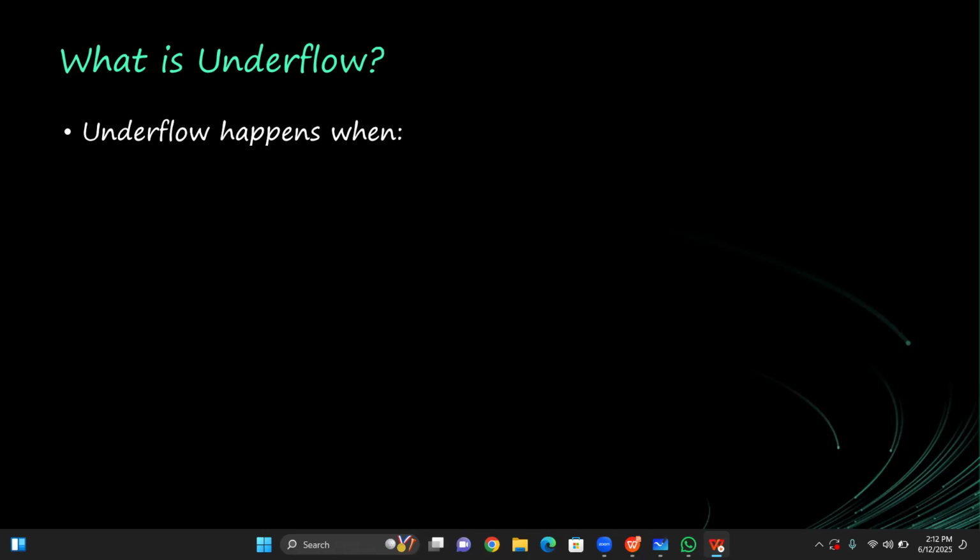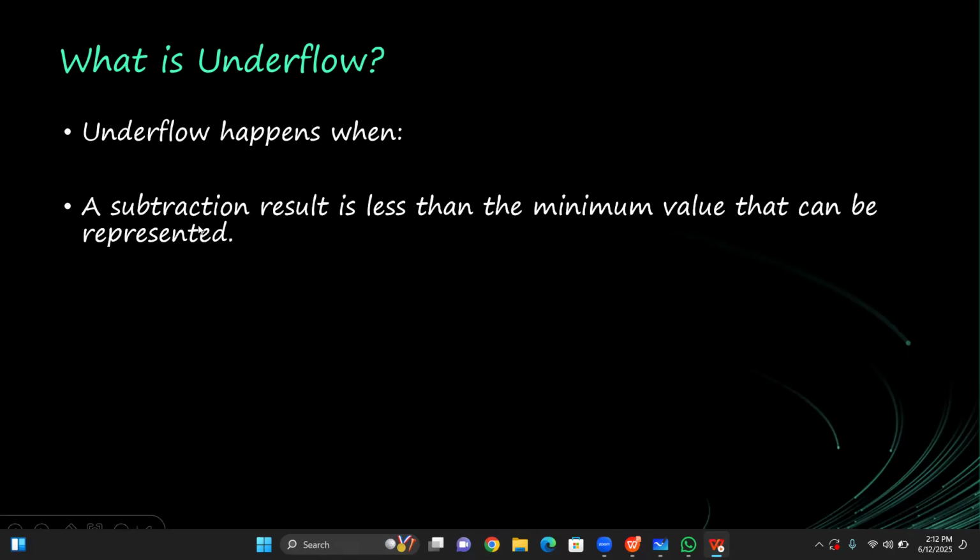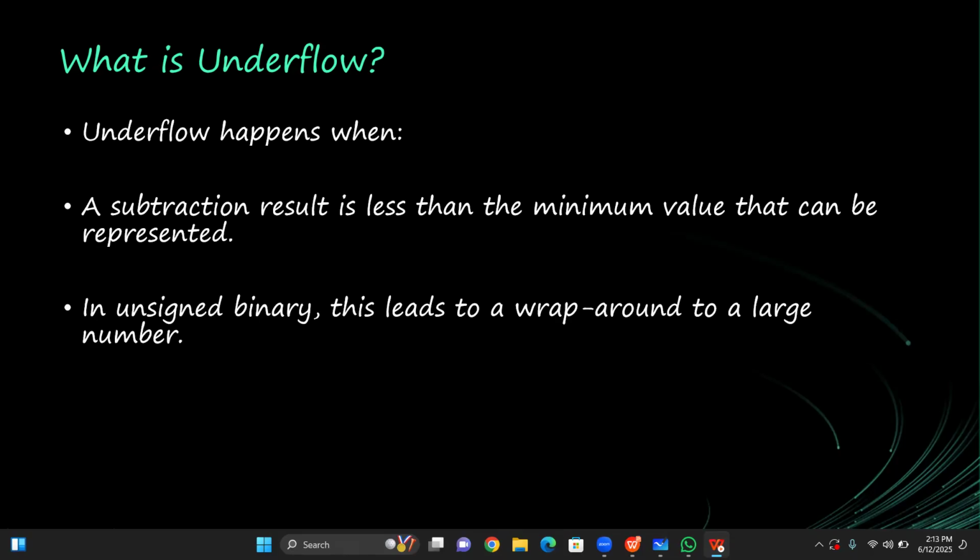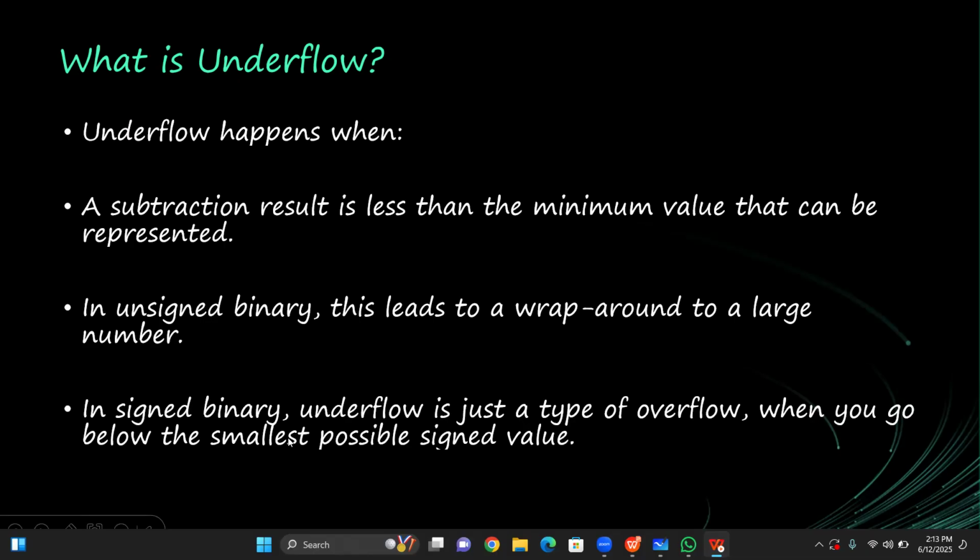So what is underflow? Underflow happens when a subtraction result is less than the minimum value that can be represented. If you say 0 minus 1, all right? If you say 0 minus 1, it is going to be underflow. So in an unsigned binary, this leads to wrap around to a large number. It will just be weird, okay? In signed binary, underflow is just a type of overflow when you go below the smallest possible signed value.